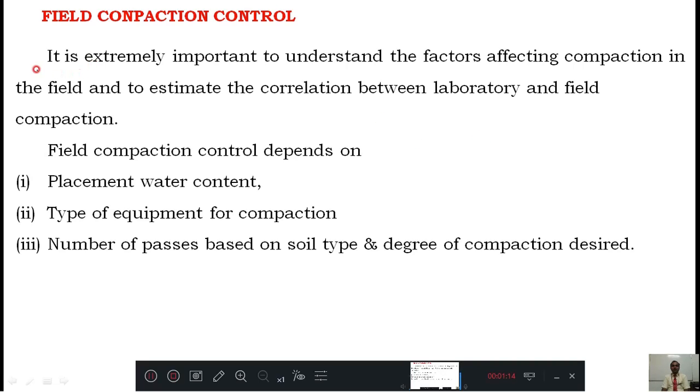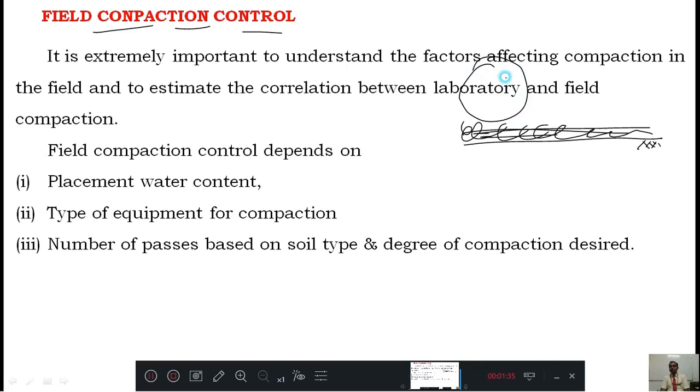Therefore, there are some factors which we are going to consider when we go to the field. Just think that this is a field, and there you are going to construct an embankment. This is the ground level, and first you bring the soil here, and after that you level the soil, and after that you bring a bulldozer or some other heavy vehicles, and they will be moving on this and they will compact this soil, right? This you might see. Now this soil is compacted.